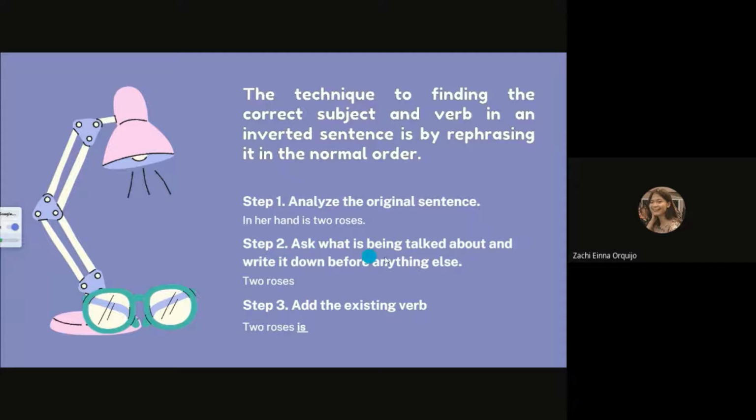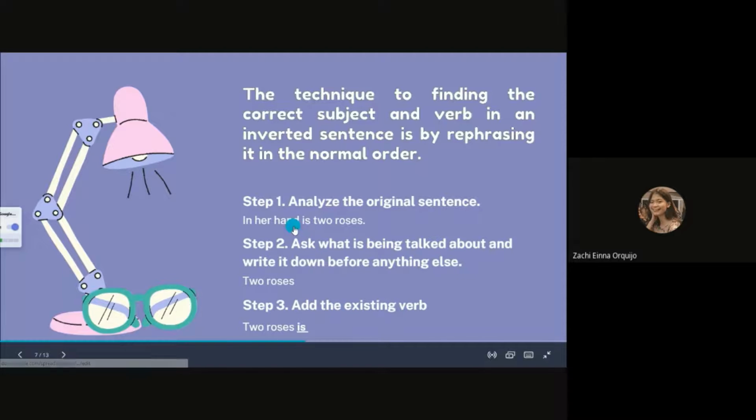So step 2, ask what is being talked about and write it down before anything else. So ano ba yung pinag-uusapan or ano ba yung subject sa sentence na to? Basically, ang subject or ang pinag-uusapan natin ay yung two roses. Okay? Step 3, add the existing verb. So ano yung verb na ginamit sa original sentence? Is. So two roses is. So step 3 na tayo ha. So dinagdag natin yung existing verb or yung verb na ginamit sa original sentence which is is. So meron tayong subject, two roses, at verb na is.